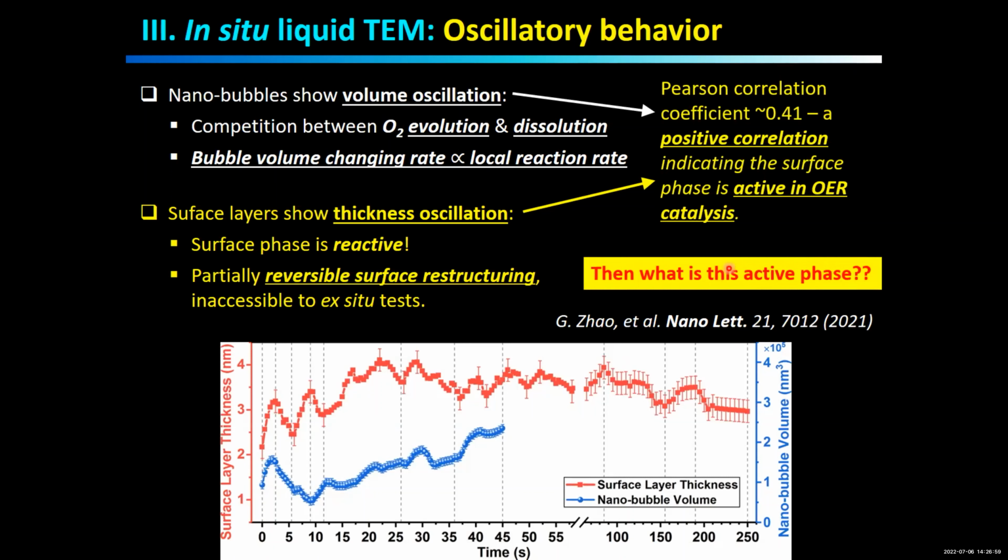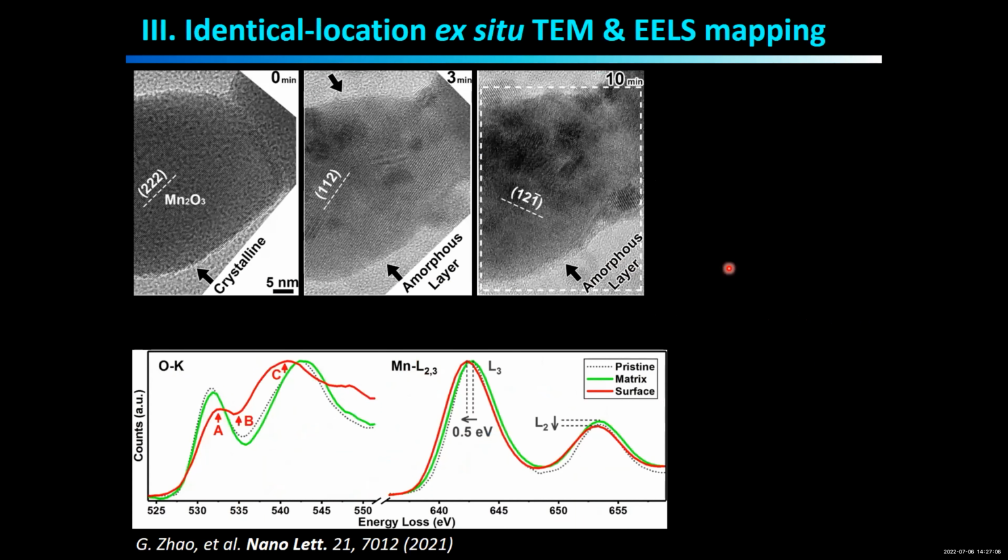So the next question is, what is exactly this active phase? With the poor resolution during the in situ liquid TEM observation, we cannot perform a detailed characterization on the surface layer. Fortunately, this is a partially reversible process, which means after we take the sample out of the solution, there will be some residual surface layer for us to do the ex situ characterization.